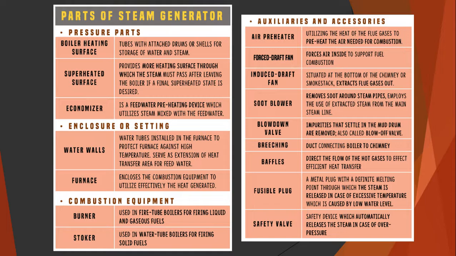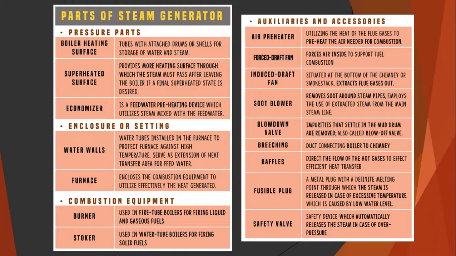Induced draft fan. Situated at the bottom of the chimney or smokestack. Extract flue gases out. Soot blower. Removes soot around steam pipes. Employs the use of extracted steam from the main steam line. Blow down valve. Impurities that settle in the mud drum are removed, also called the blow-off valve.